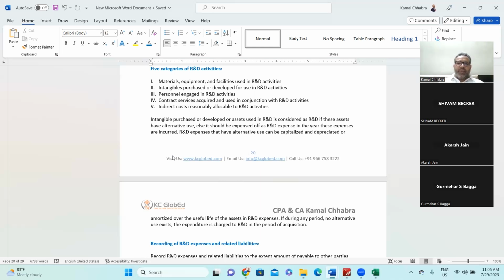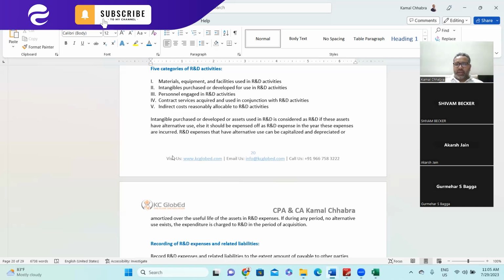The second point, if you see, is intangibles purchased or developed for use in R&D activity. Maybe certain software you have purchased. For example, if you are doing designing, you might have purchased CAD CAM software. Do you know CAD CAM software? Any idea? Have you heard about this? No, sir. So maybe after this class, you can Google it.